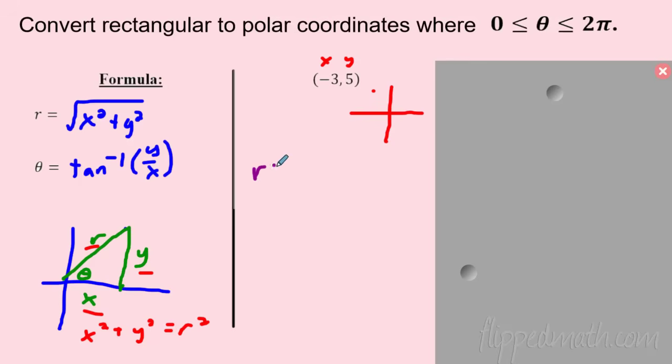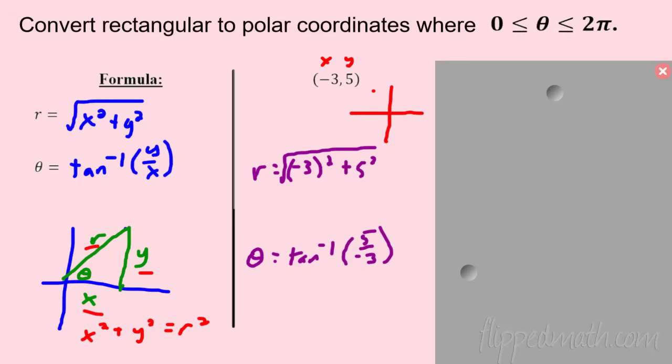r is just going to be the square root of negative 3 squared plus 5 squared. Whoosh, there it is, right there. What is theta? Theta is going to be inverse tangent of y over x, of 5 over negative 3. Awesome. So I got them all set up. Now let's just clean it up and have our answer here.